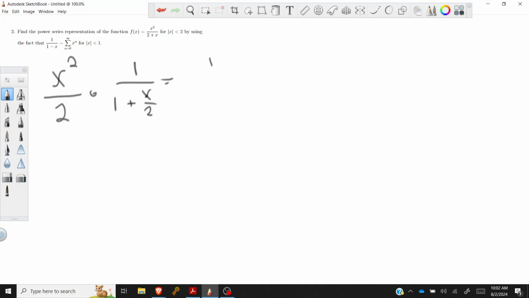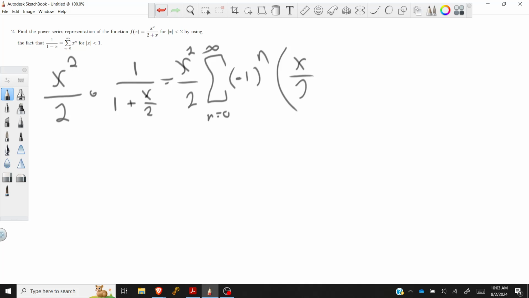So now we can set up our summation. We have an x squared over 2 in the front, n equals 0 to infinity. So notice you have an addition sign here, so we're going to have to subtract. We're going to have a negative 1 term here. So I'm just going to pull that out so that I don't have to worry about it. I'm going to do x over 2 to the n.